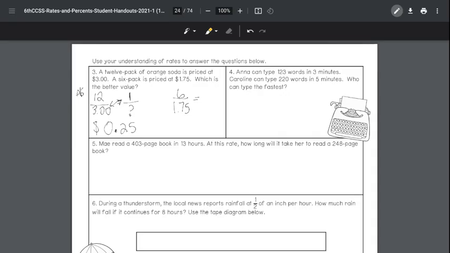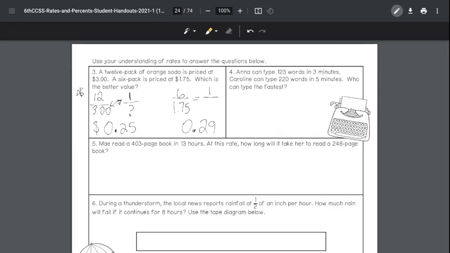If I have 6 cans and I spend $1.75, I'm going to find out if I only get 1 can, how much that's going to cost me. So 1 times $1.75 is just $1.75, and then we divide that by 6, and we figure out that 1 can is going to cost us 29 cents.